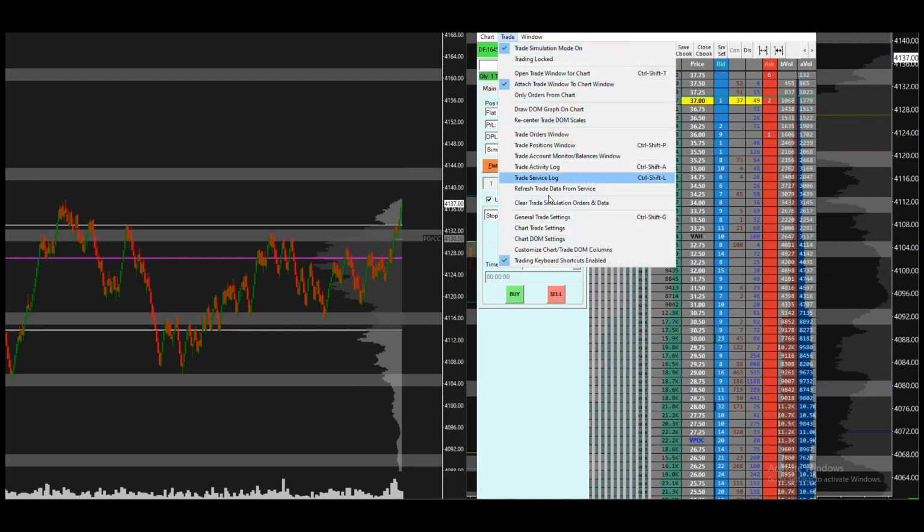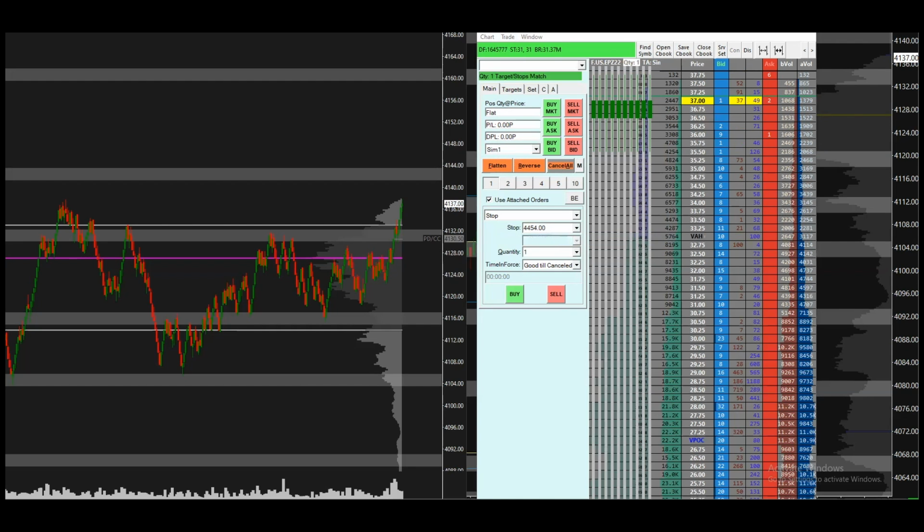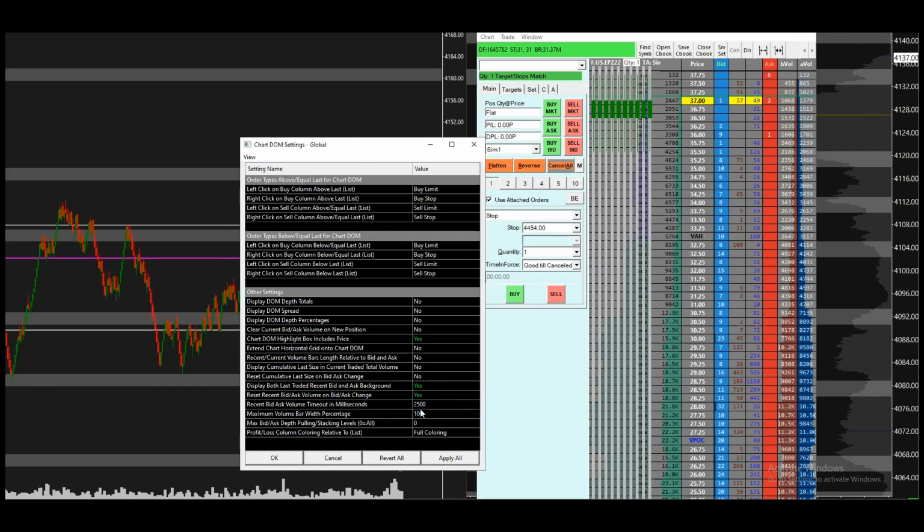You have to have the right settings. So when we go into the chart DOM settings, you're going to want to scroll down to the recent bid and ask volume timeout in milliseconds. If you have it set at 0, you're not going to see the contracts accumulate. Instead, they're just going to brush by the first trade, maybe 5-6 contracts you see in these middle columns, and they're going to reload. So if you have something like a 2,500 millisecond timeout, you're going to see more data. So make sure you use that and change these settings.